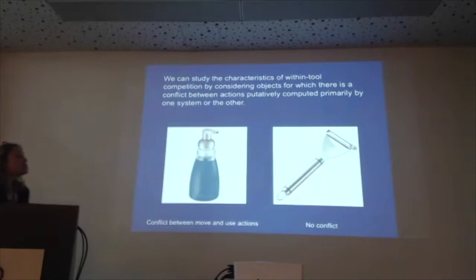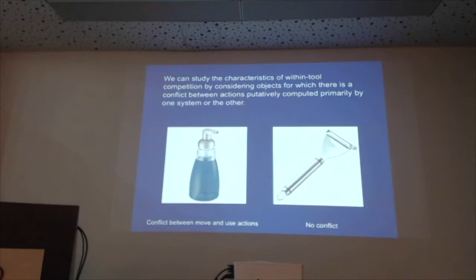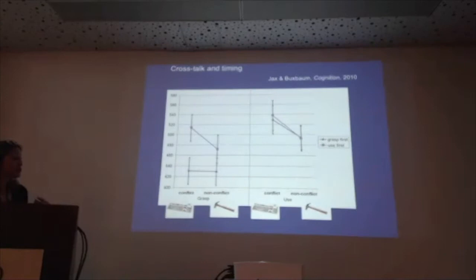One of the ways we can really get at this competition issue is to study objects for which there is a conflict between the move and the use action versus those for which there is no conflict. So this pump soap dispenser: if you were putting it on the shelf or bringing it down, you would clench. If you were using it, you would use a palm gesture. So there's a conflict there. One of the papers in which we show that this makes a difference is with Steve Jax, another person from David Rosenbaum's lab. He used to call my lab the David Rosenbaum finishing school or something.